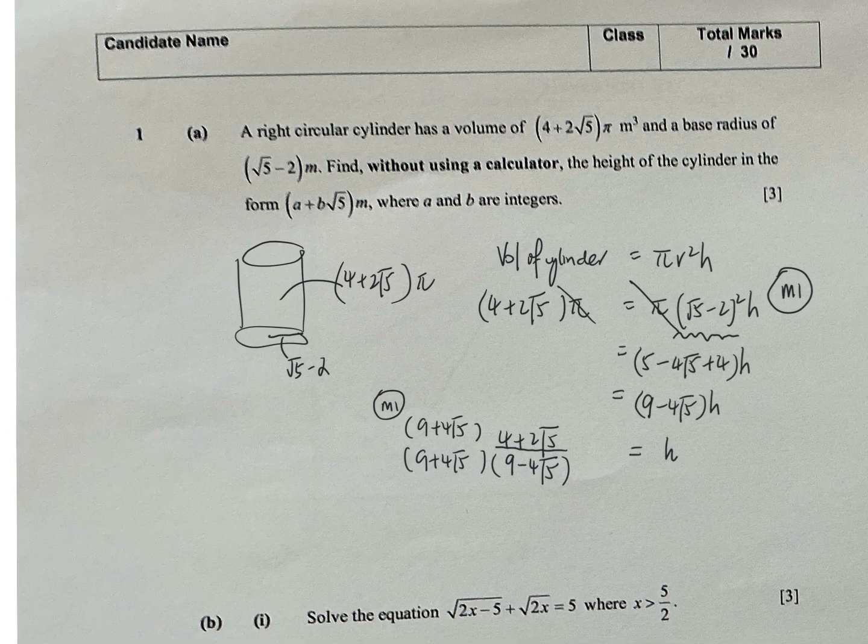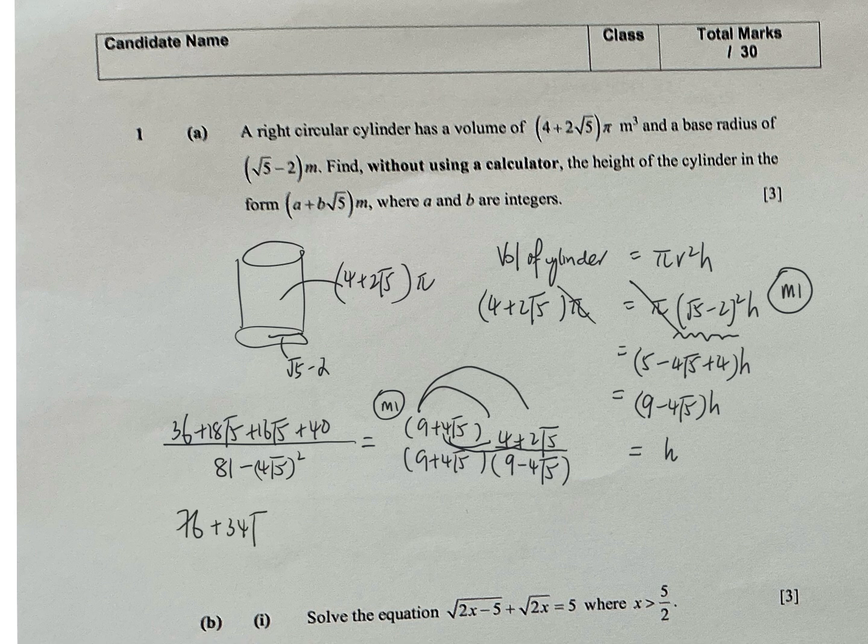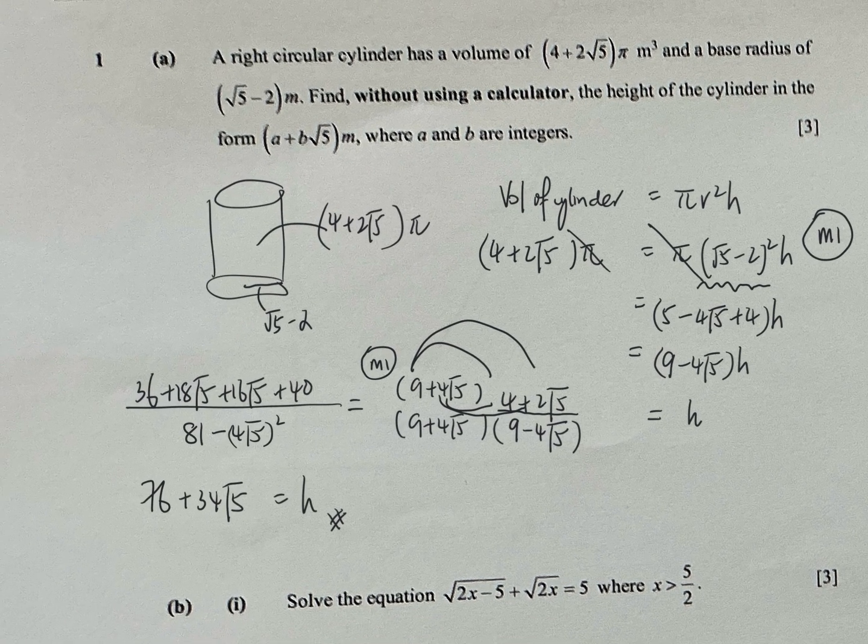So final step. Okay, if you expand carefully, 36, 18 root 5, 16 root 5, and then 40 at the end. So you end up having 76 plus 34 root 5 for h. So do it diligently and carefully. You should be able to get the first 3 marks. As real. Okay, next one.